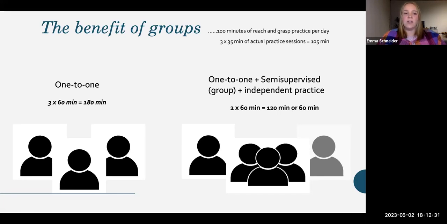Now, if any of these sessions actually had a higher intensity of practice, at a minimum you'd need 2 hours maybe to deliver the 100 minutes of practice. And maybe we could reduce one of the independent sessions or the one-on-one sessions to still deliver that practice. So already we're looking at the way that service models can be redesigned to ensure that we're delivering increased practice in rehabilitation.